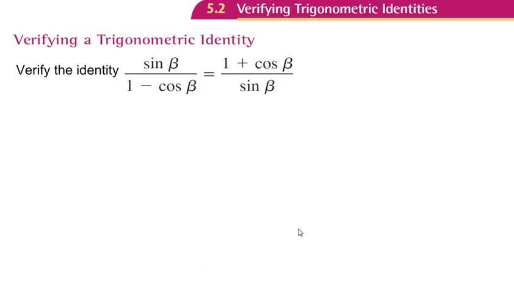Let's go ahead and verify this guy. Sine of beta all over 1 minus cosine of beta equals 1 plus cosine of beta all over sine of beta. This is not a B right here. This is the Greek alphabet letter beta.